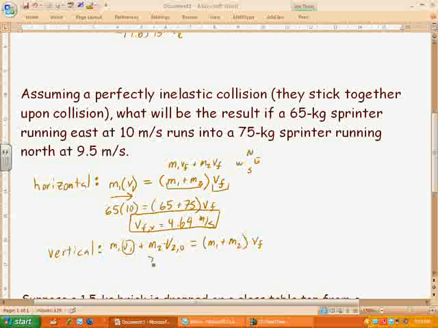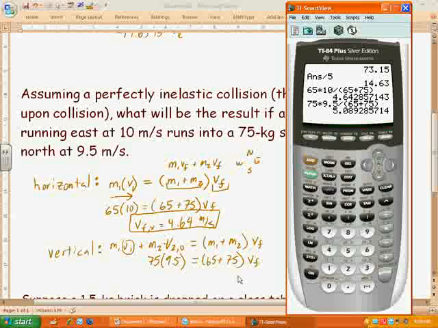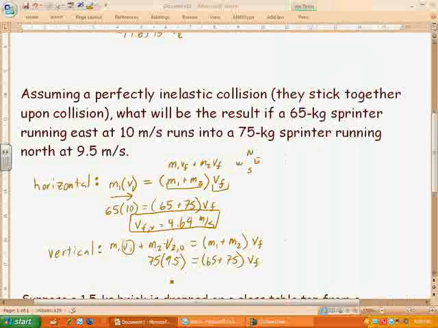So the second mass will be 75 times its vertical speed, which is 9.5. That will equal 65 plus 75 times the final vertical velocity. And so we got 75 times 9.5 divided by 65 plus 75, and we get 5.09. So velocity final equals 5.09 meters per second, and that is vertically.